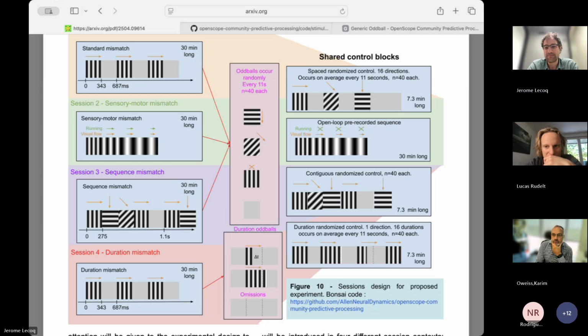Kareem? Yeah, so regarding the sensory motor mismatch block, are we changing any of the parameters that relate the visual flow to the running speed, given what we now learn from the standard mismatch condition analysis? Can you maybe be more specific?